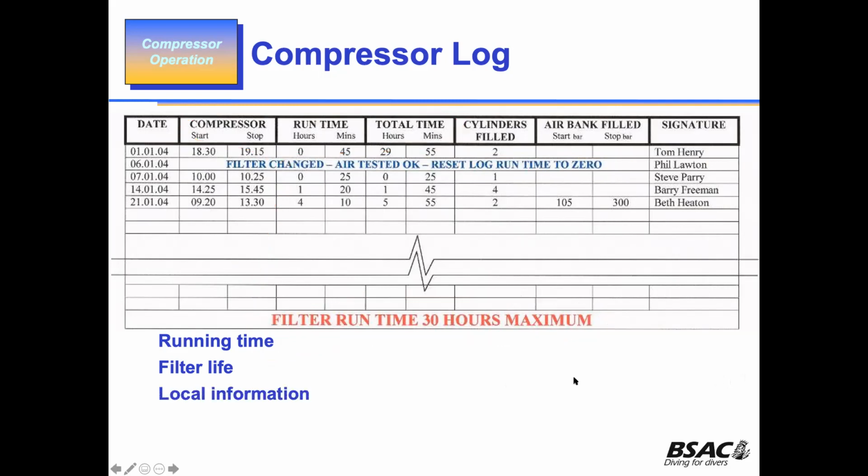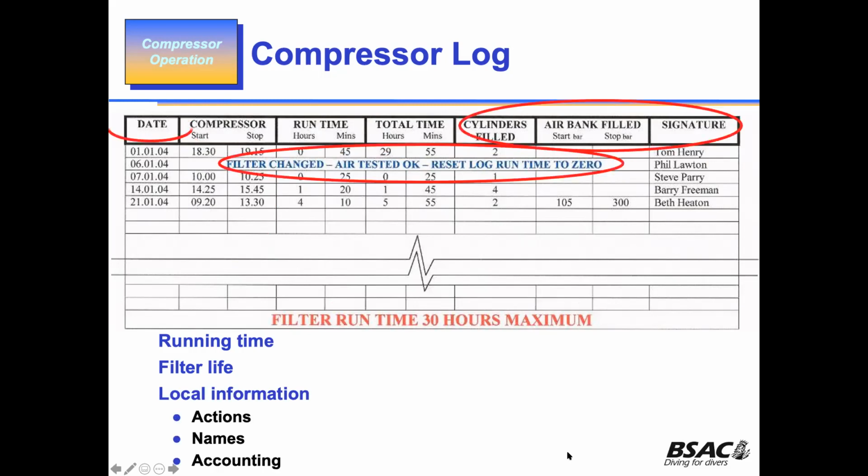And local information. I don't know what local actions, names, etc. You might have a bit there that says who actually operated the compressor. But if it's your own compressor, you wouldn't care about that anyhow. Okay. Right. Filter changed, right? And the little bit up there that says how many air. See, some of them have an air bank as well. If it's a small compressor, you probably won't have an air bank. All you'll have is a cylinder.